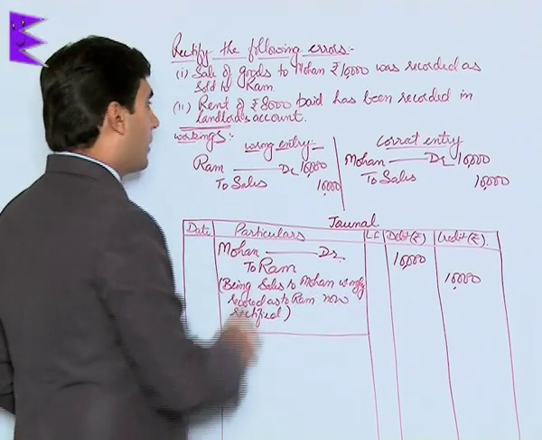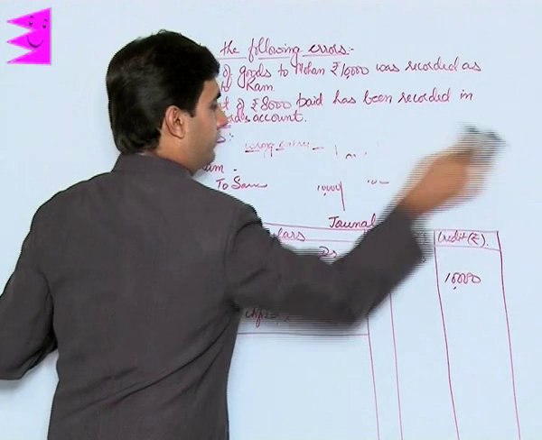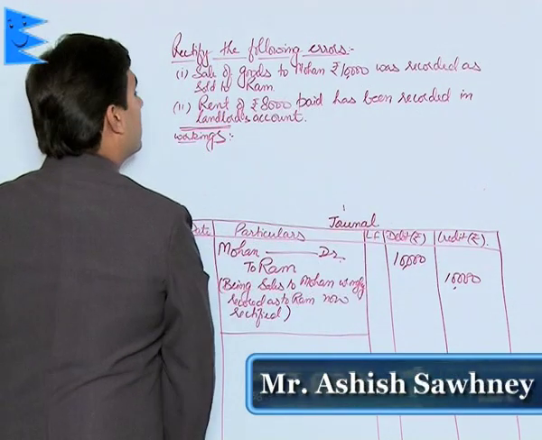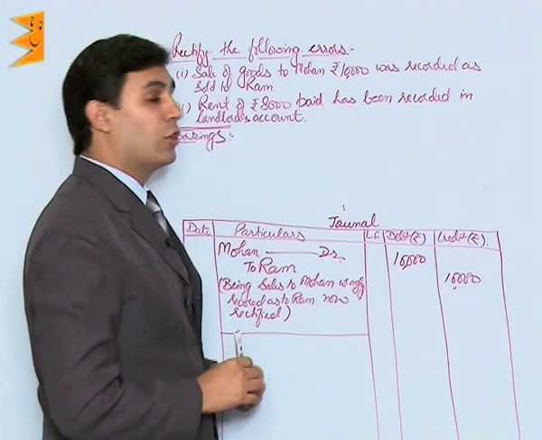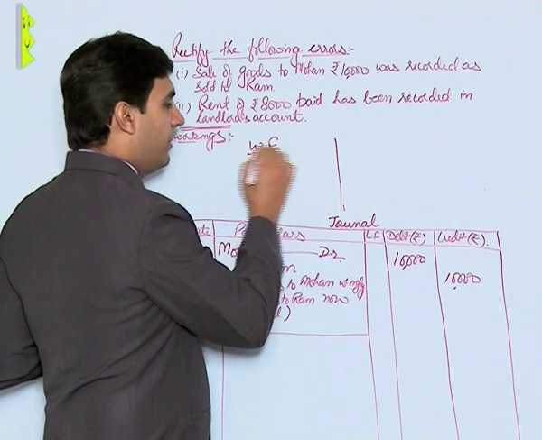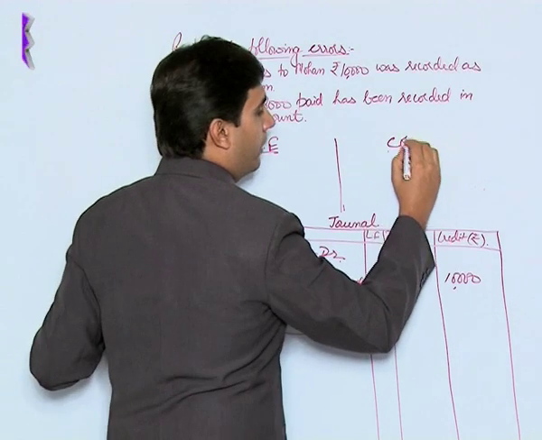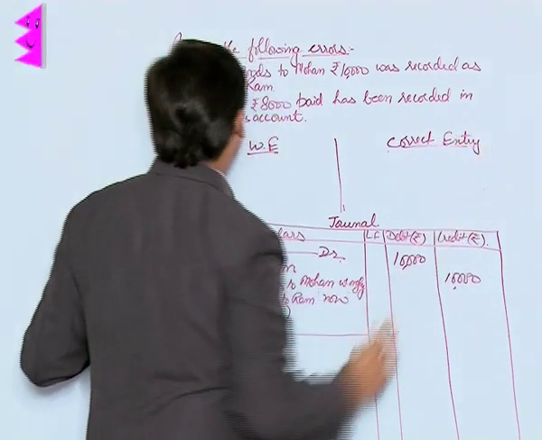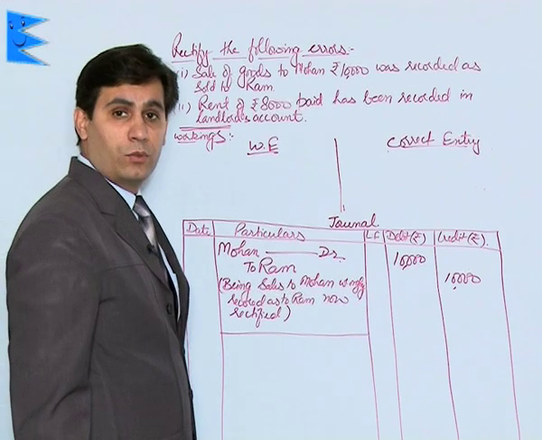Now students, coming to the second entry. The second error that is reflected here is rent of rupees 8,000 paid has been recorded in the landlord's account. Again the same thing, I am using WE for wrong entry and CE for correct entry. Correct entry. Now, we paid a rent of rupees 8,000 which has been recorded in the landlord's account.